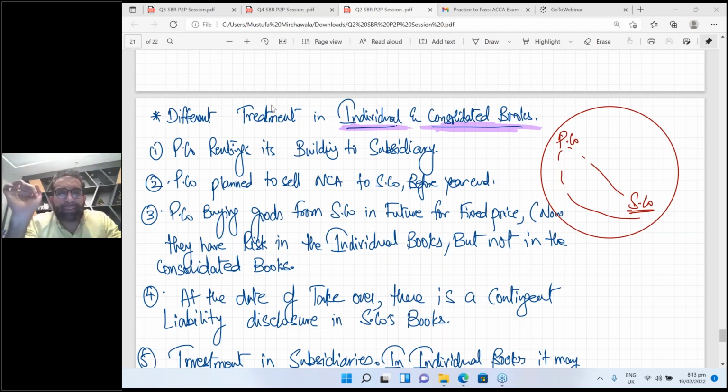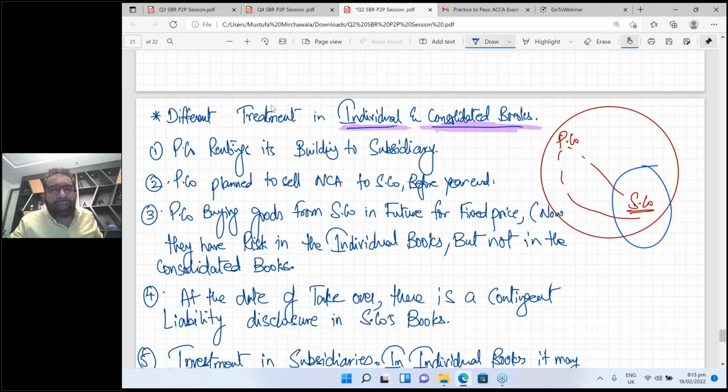Now the question arises: sometimes when the parent company acquires S company, S company has a contingent liability disclosure in its individual books. According to IAS 37, that is okay in the individual books, because the outflow probability is only 30% or 40%, which means less than 50%. So in the individual books the disclosure treatment is perfect.